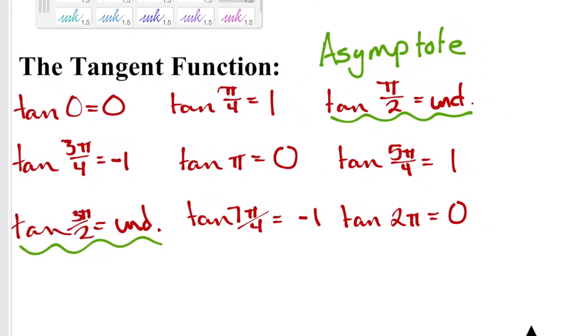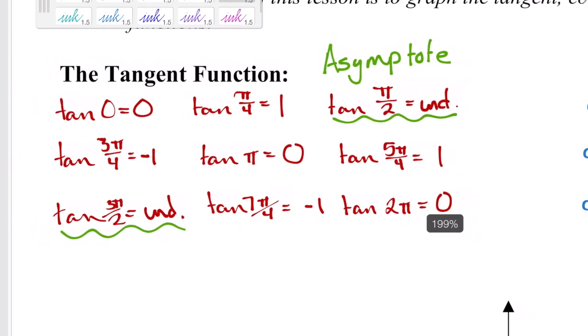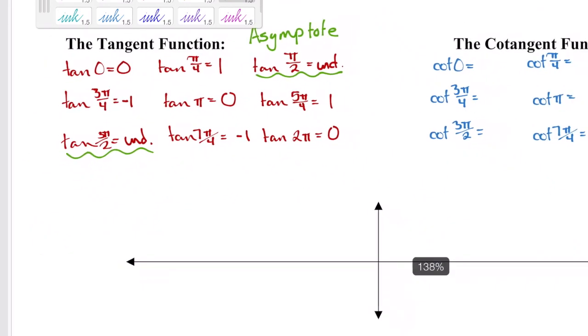So I do have a video on asymptotes. It's one of the first videos I ever made on my YouTube channel, so you can go and check that out for a little bit more detail on what that means. But basically, anytime we divide by 0, we're going to create an asymptote. So it's a thing we're not allowed to touch.